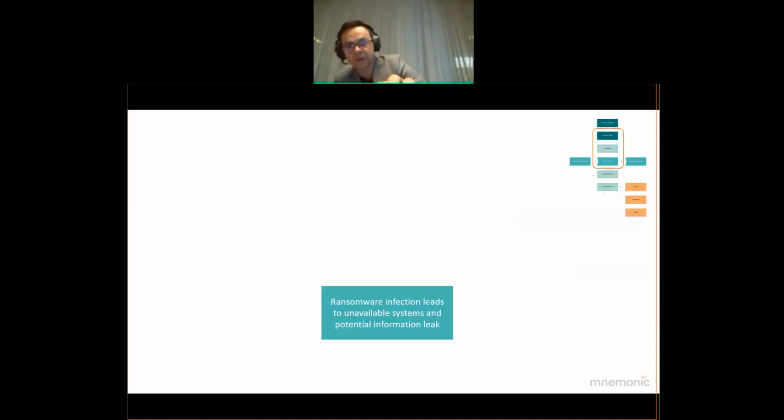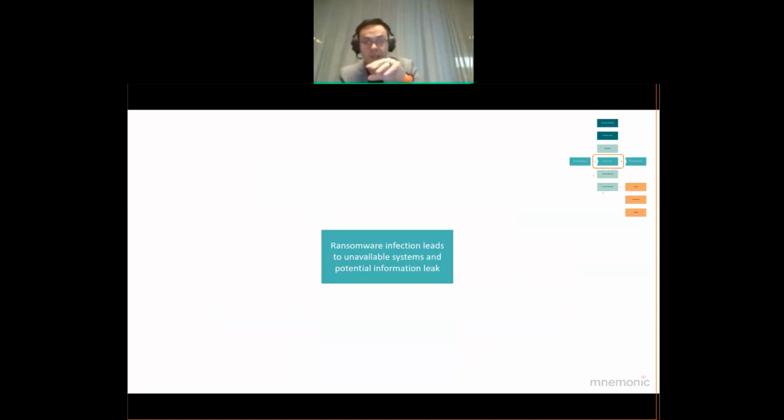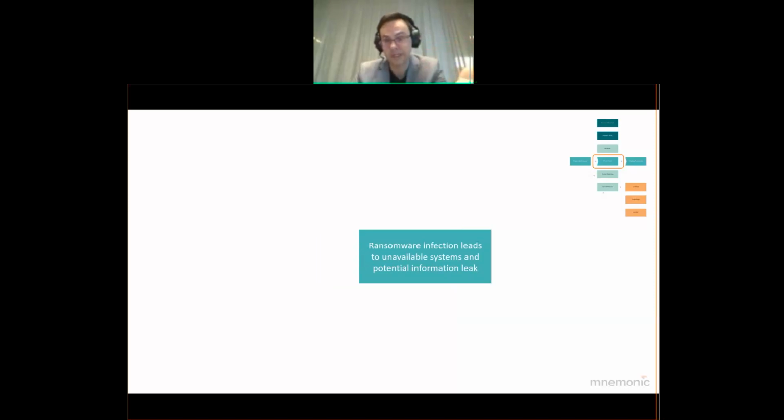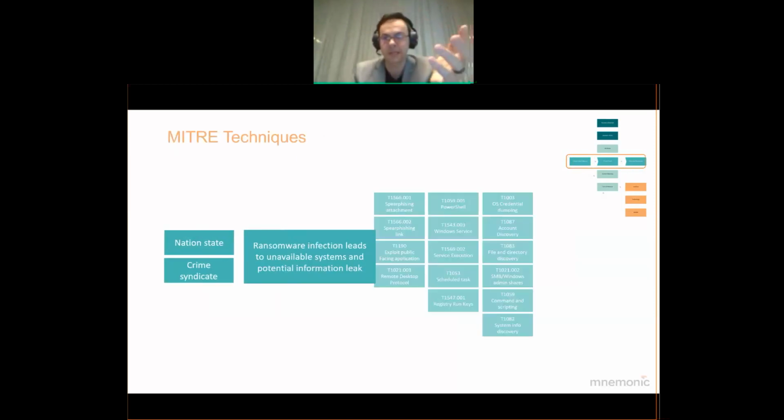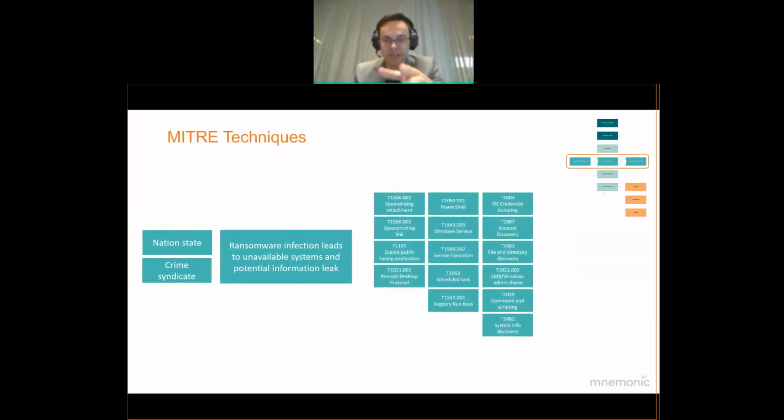If we come back to the middle of the model, we come back again to the threat events, and now we go to the left. Ransomware, in our taxonomy, is connected to crime syndicates and nation states, and also to several MITRE techniques. In this example in the picture, I only chose the first three phases of an attack, just to give you an example of how we have mapped it.